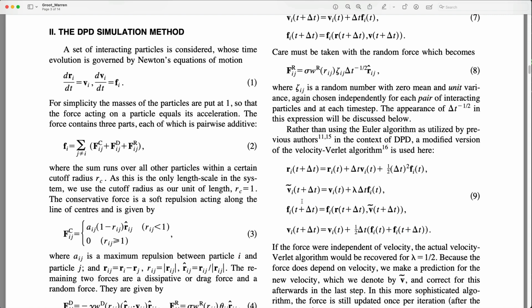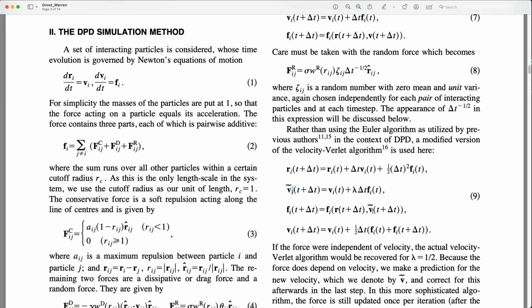And so what you would do is calculate the new position of your particles as its current position plus delta t times its current velocity plus 1/2 delta t squared times the force. So this is the normal integration of Newton's second law. Where things get a little bit different is you would predict the velocity at time t plus delta t as its current velocity plus this parameter lambda times delta t times the force.